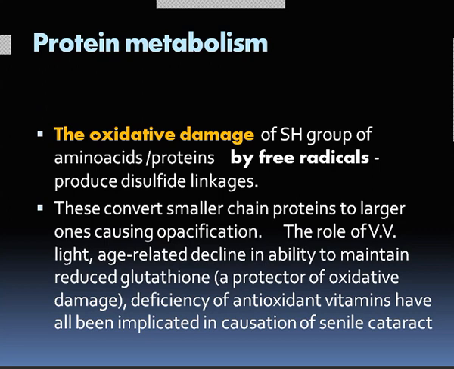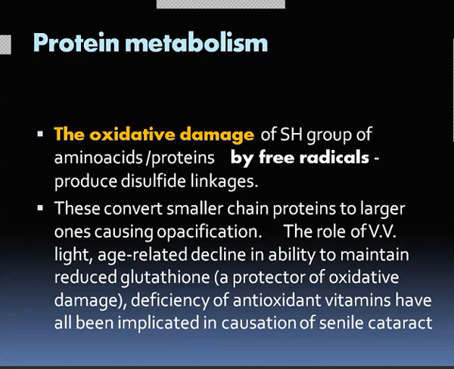Okay, then protein metabolism. The oxidative damage of the SH group of the amino acids or the proteins by the free radicals produces disulfide linkages. What will happen when the disulfide linkages are formed? Long chains are formed. So these convert the small chain proteins to the larger ones, producing the opacification. The role of the UV light and the age-related decline in the ability to maintain the reduced glutathione. That is why the glutathione is important here. It acts as a protector against the oxidative damage.